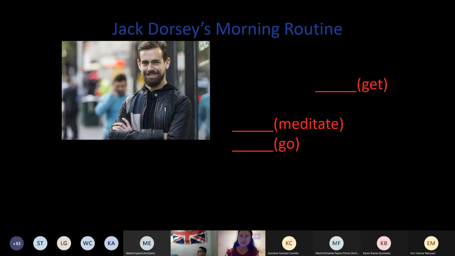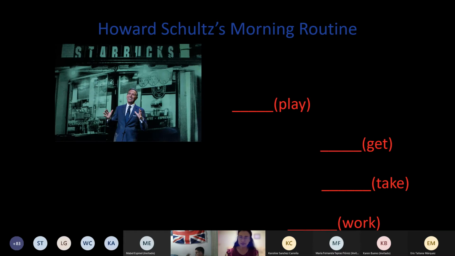As you can see, all of these morning routines use the present simple. So you are going to use the present simple in order to express your personal information in your curriculum vitae this week, because that is the assignment that you are going to have. You are going to use the present simple in order to write about your profile, okay?